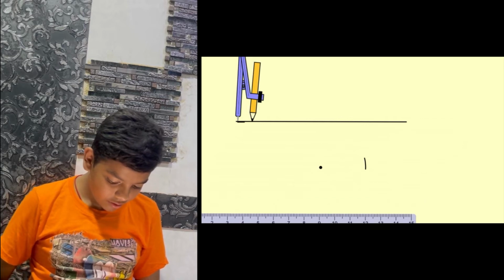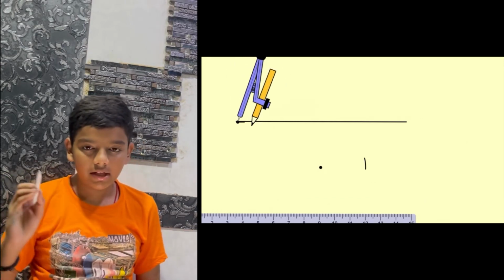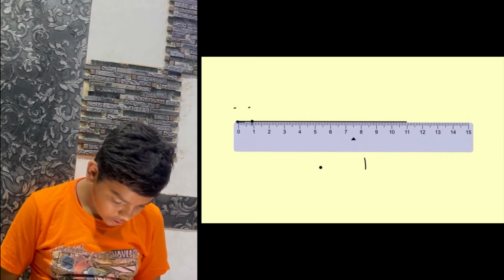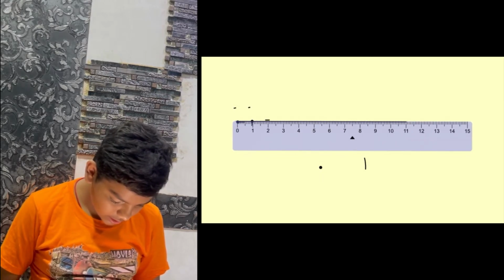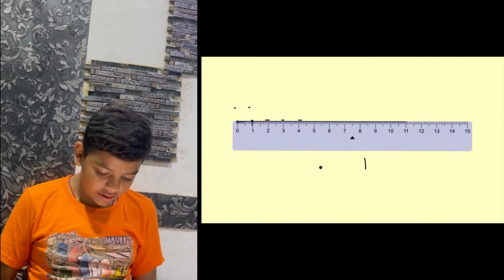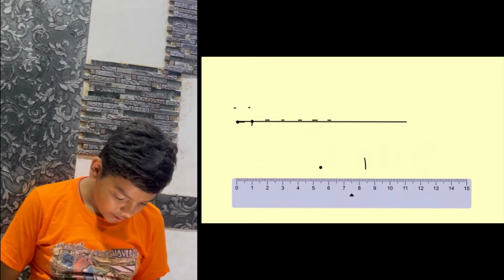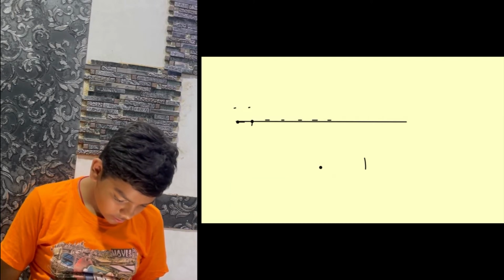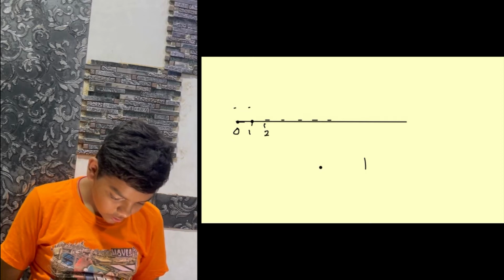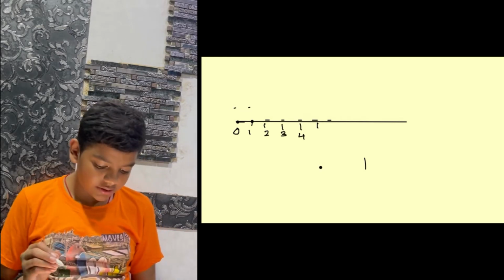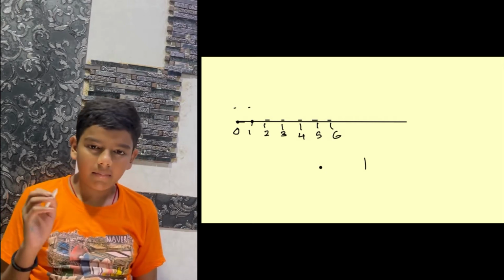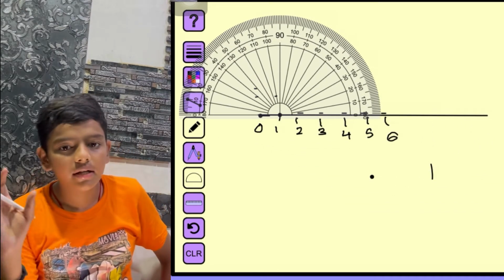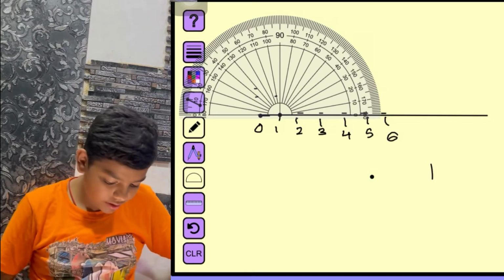You can directly do it with the scale and put the one unit, the 1 centimeter number, but I am doing it with the compass because it's a little easy. Mark this number as 2, and this number as 3, 4, 5, 6. So 6 is enough because I just took it randomly. Let this be 0, 1, 2, 3, 4, 5, and 6. So what I'm gonna do is take my protractor. They told 2 and 1. So let's keep it on the number 2 over here.